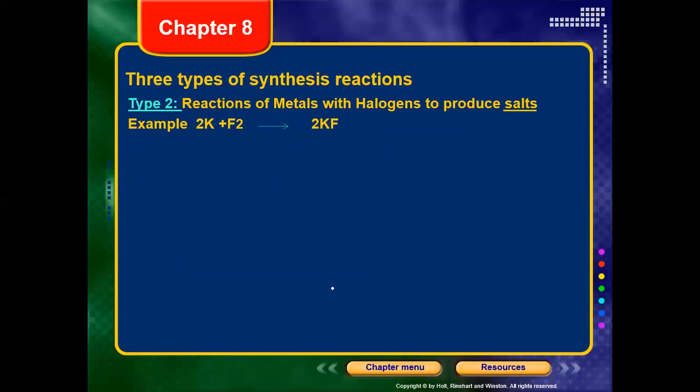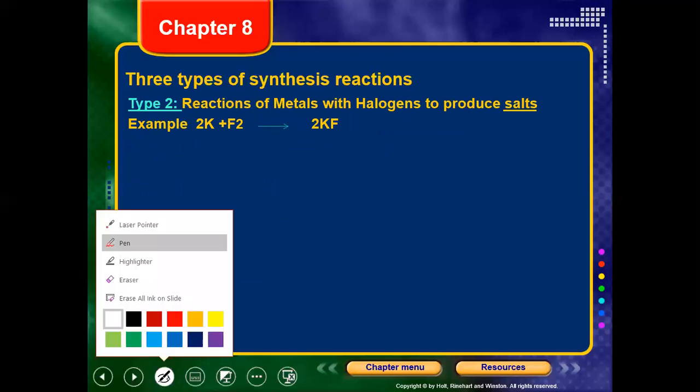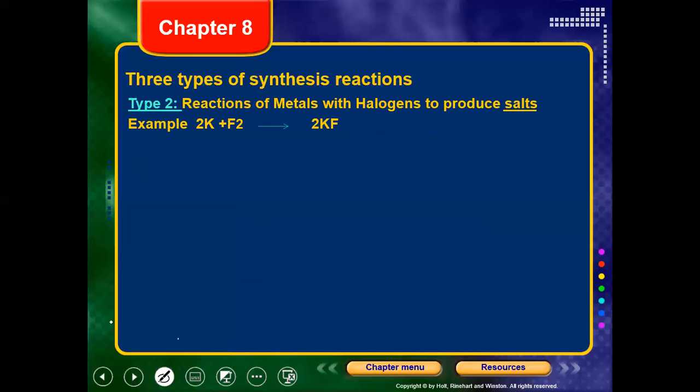Type 2, reaction of metals with halogens. All of us know what the halogens are. Halogens are located at group 17: fluorine, chlorine, bromine, and iodine. In nature they are in the form of diatomic elements. Okay.